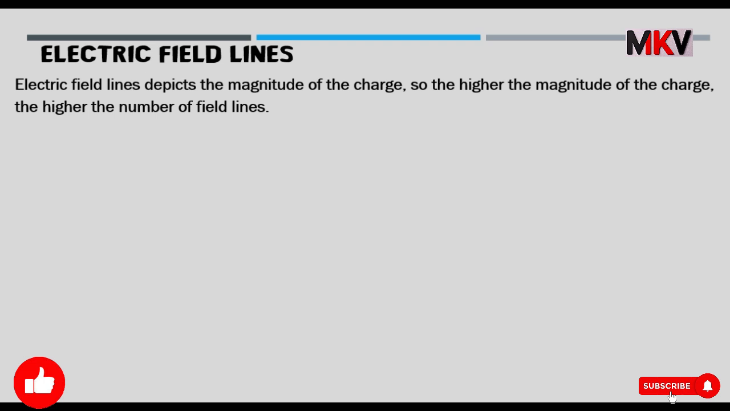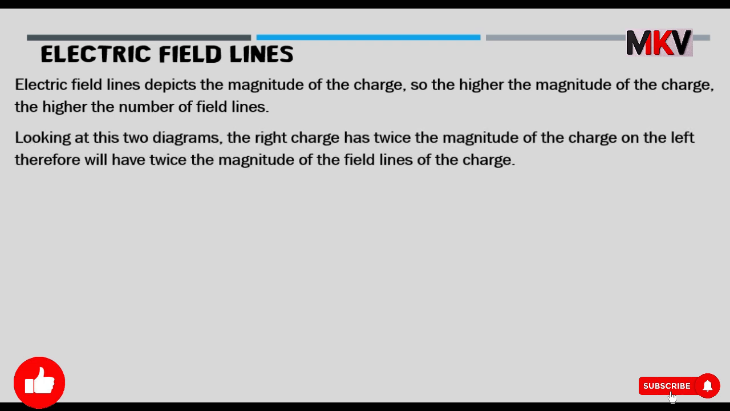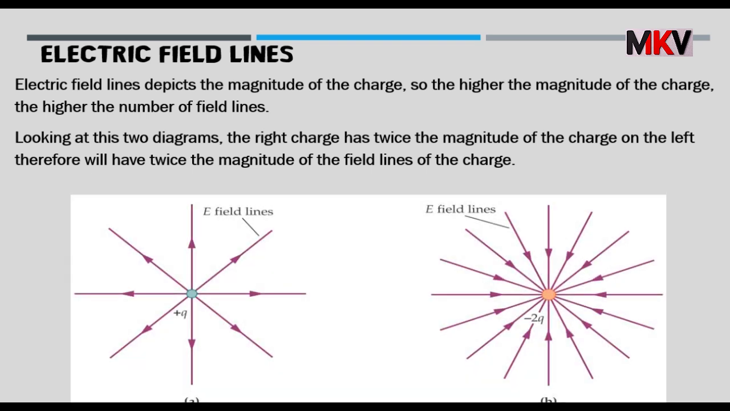And if the charge has a lower magnitude, the number of lines will be lower relative to the magnitude of the charge. Looking at this diagram, the right charge has twice the magnitude of the charge on the left, meaning the magnitude of that charge is high compared to the one on the left. So the right charge has more electric field lines than the left charge since its magnitude is high.